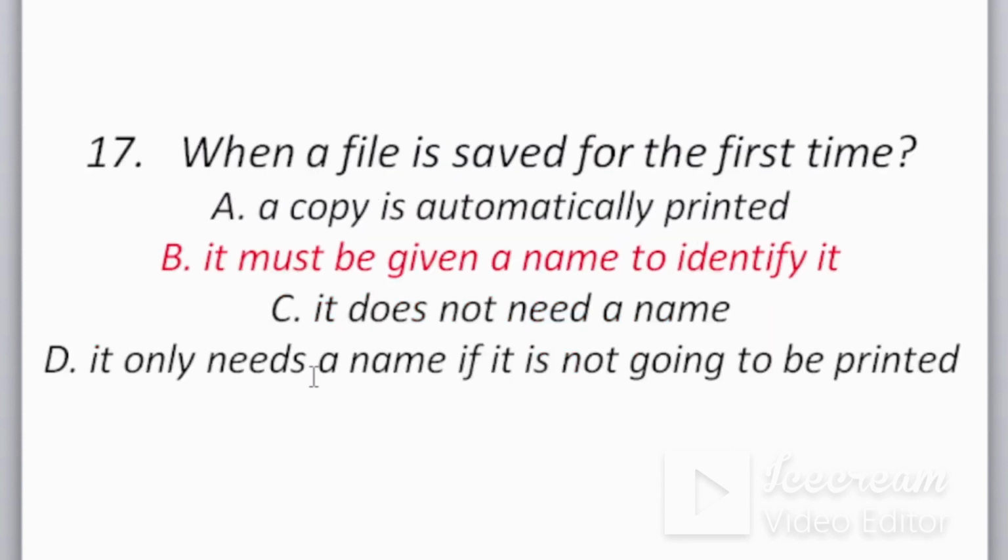Number 17, when a file is saved for the first time: A, a copy is automatically printed. B, it must be given a name to identify it. C, it does not need a name. D, it only needs a name if it is not going to be printed. The correct answer is B, it must be given a name to identify it.